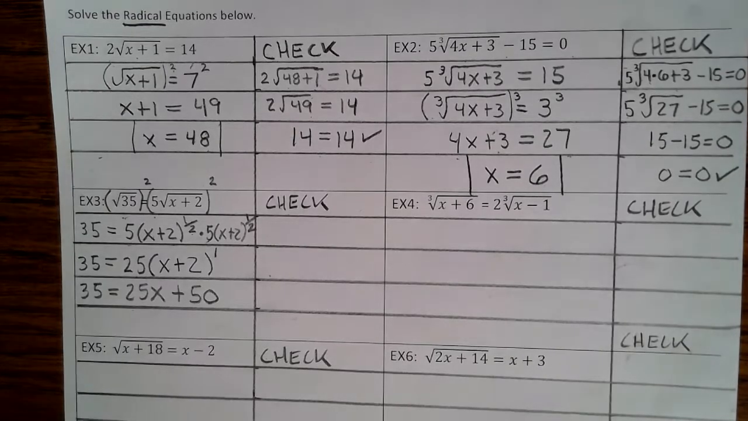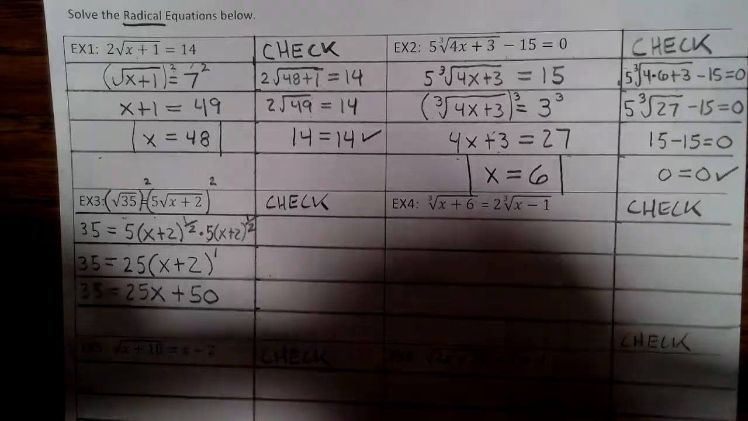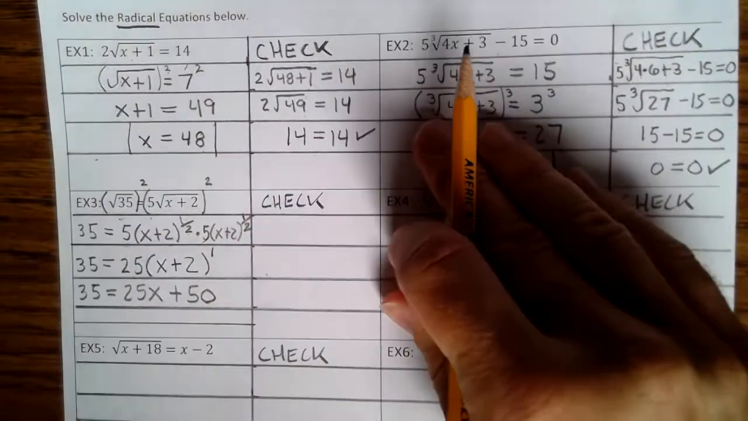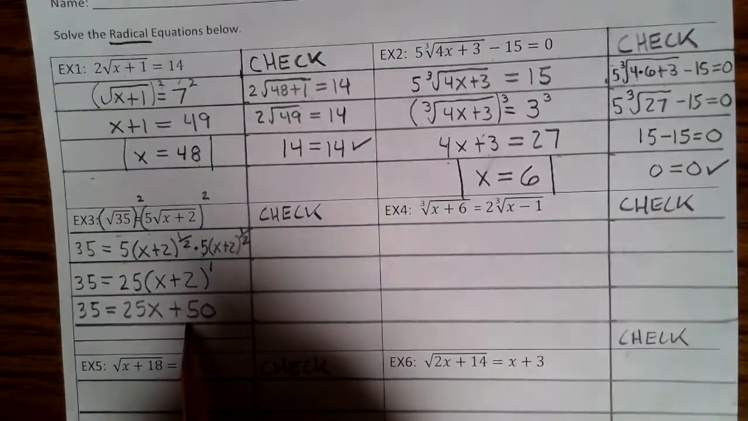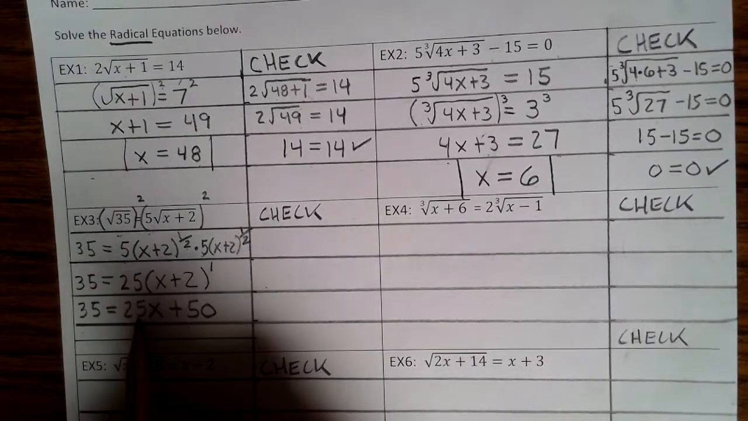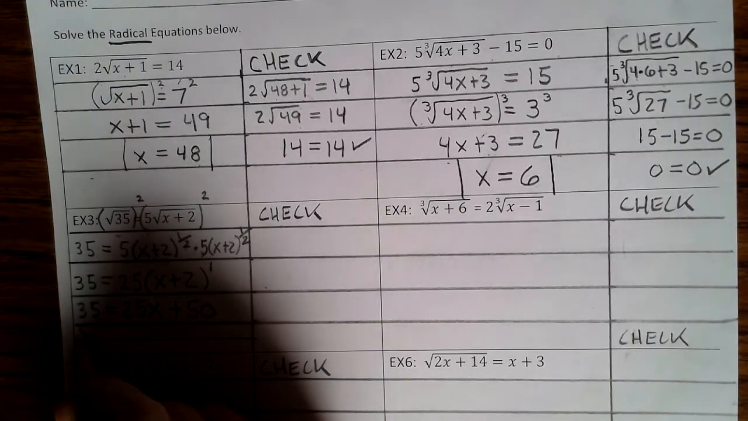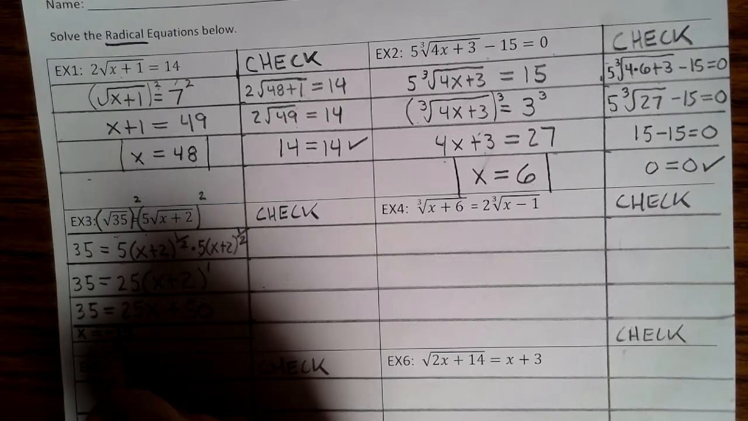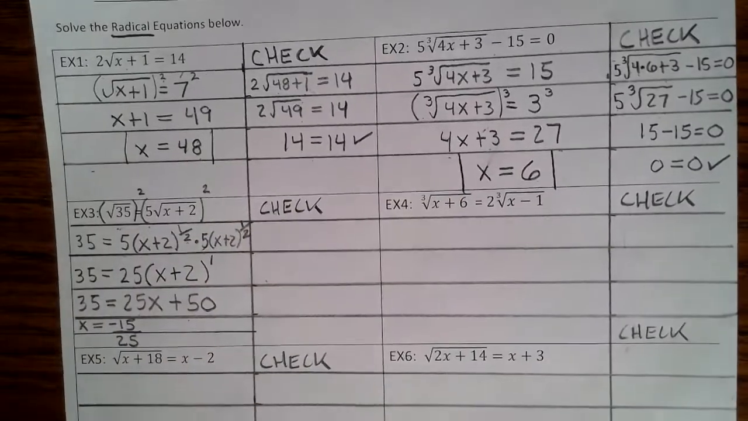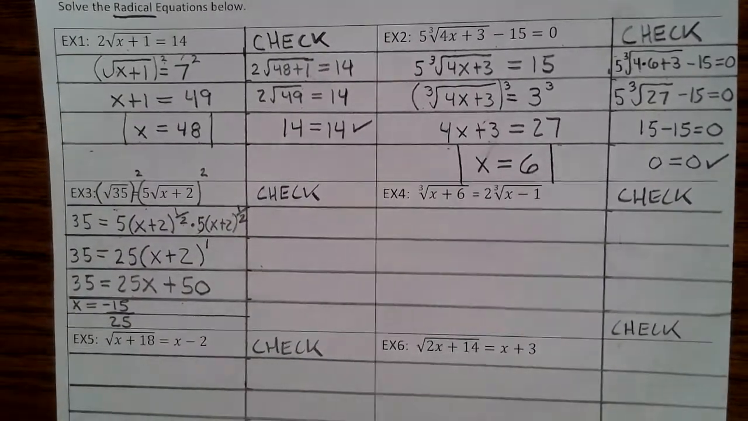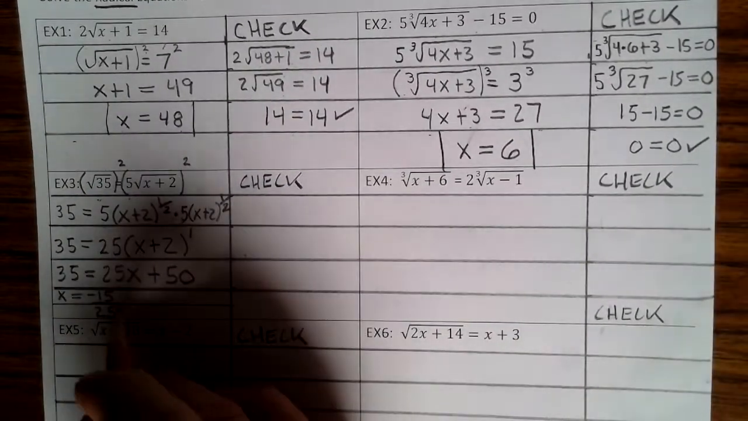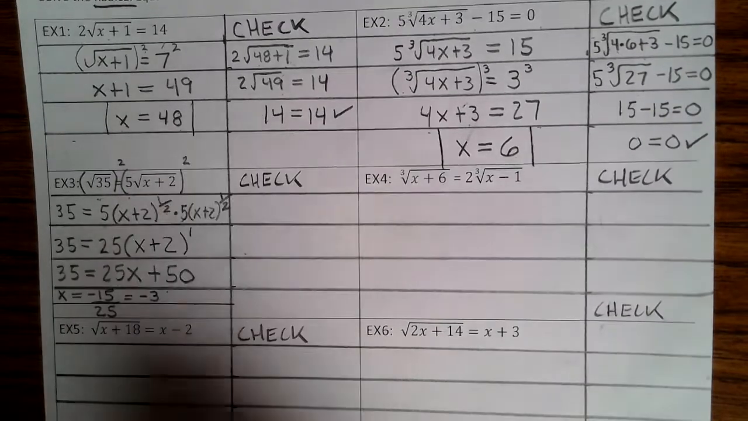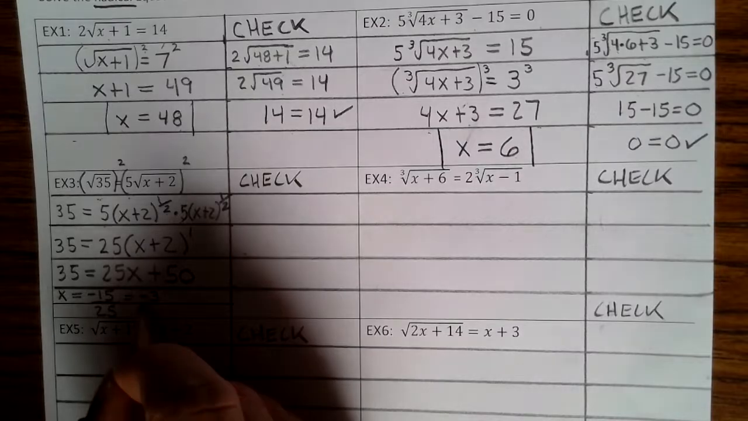Okay. Add another line there. Now, if you subtract 50 from both sides and divide by 25, you have x equals negative 15 divided by 25. Okay? Well, that reduces to negative 3 divided by 5.